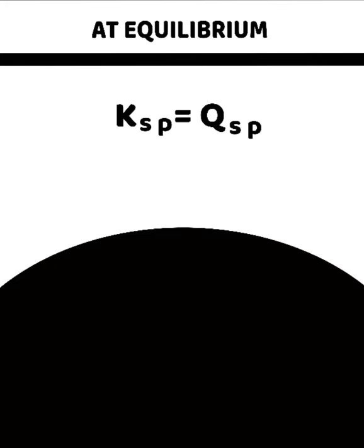It has been found that at equilibrium Ksp is equal to Qsp, where Q, as you have all studied, is the reaction quotient, and reaction quotient means the product of the molar concentrations. If Ksp is not equal to Qsp, then either dissolution or precipitation occurs. Thus, common ion effect can be used for precipitation.